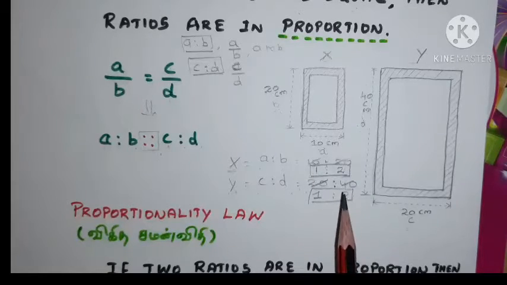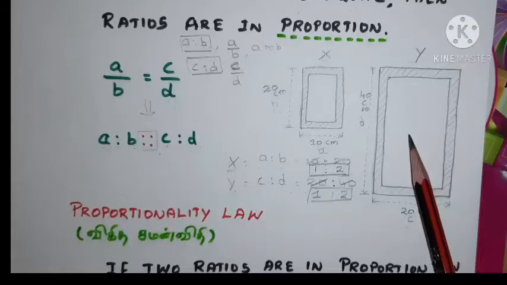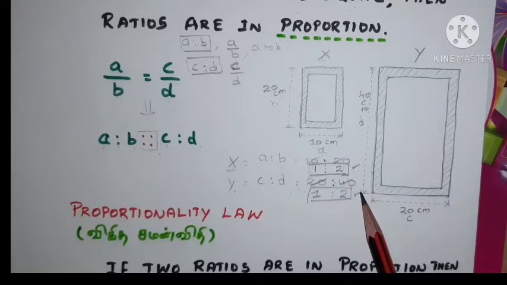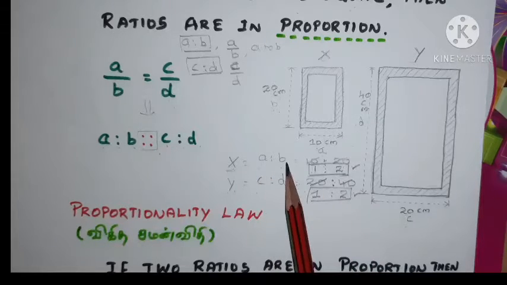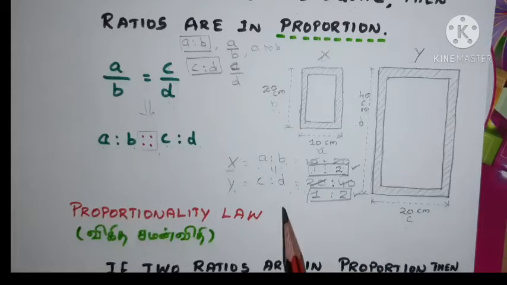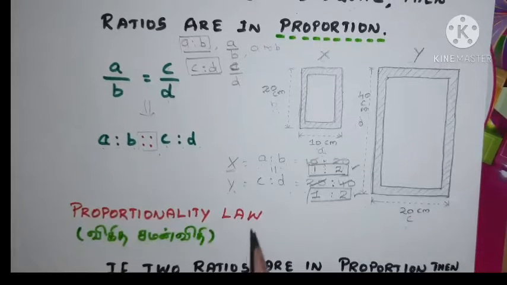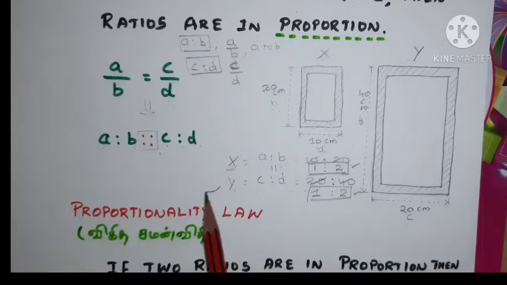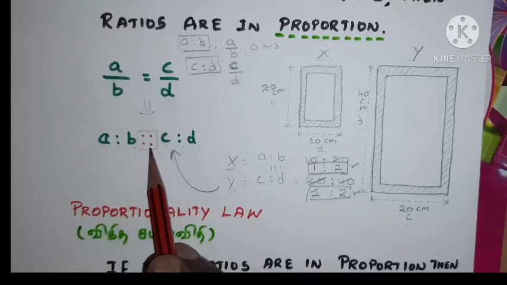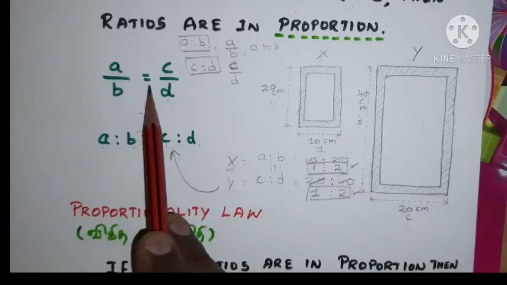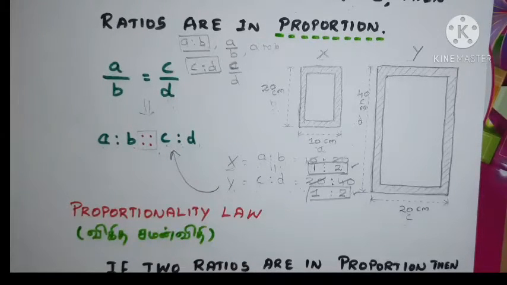Now look at the ratio of frame X and frame Y. Ratio of frame X is 1 is to 2 and ratio of frame Y is 1 is to 2. So both the ratios, A is to B is equal to C is to D. Then this kind of ratio can be expressed in the form of proportion. That can be expressed as mentioned here: A is to B proportion C is to D, or A by B is equal to C by D. Hope you understand, right? I think you are clear on this topic called proportion.